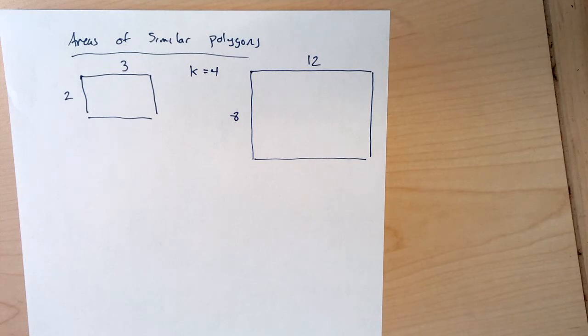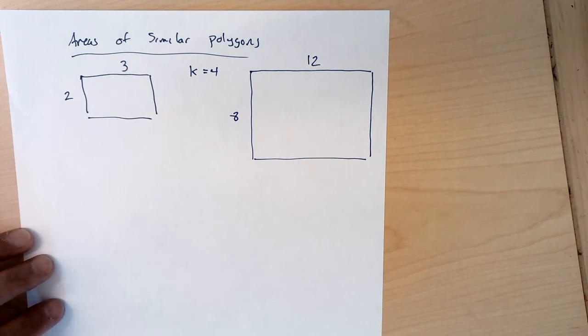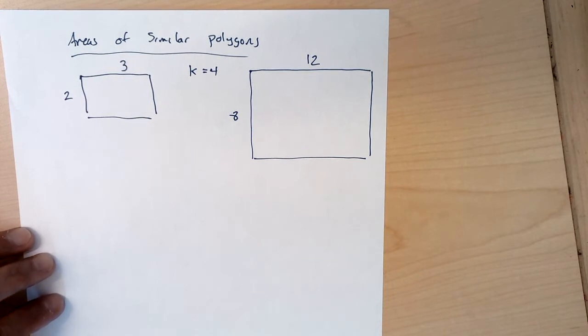Okay, next for our similar polygons, we want to take a look at the areas of the similar polygons. So I have the same two rectangles that I had for the previous example, a 2x3 rectangle, enlarged or dilated by a scale factor of 4. Then it becomes an 8x12.